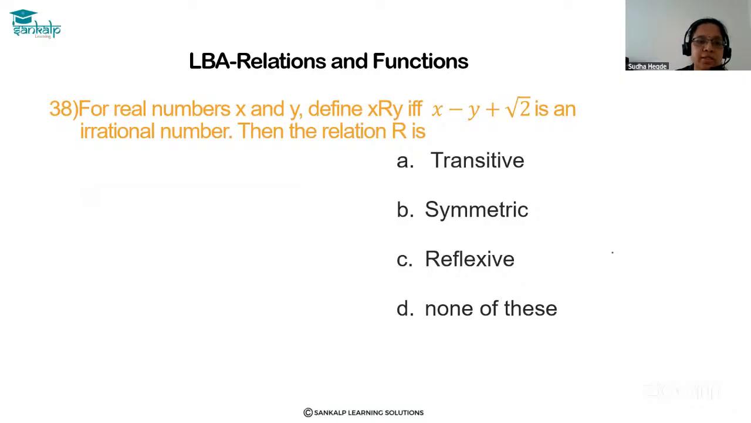Hello students. The question is, for real numbers x and y, define x R y if and only if x minus y plus root 2 is an irrational number. Then the relation R is, you need to check, transitive, symmetric, reflexive, none of this.